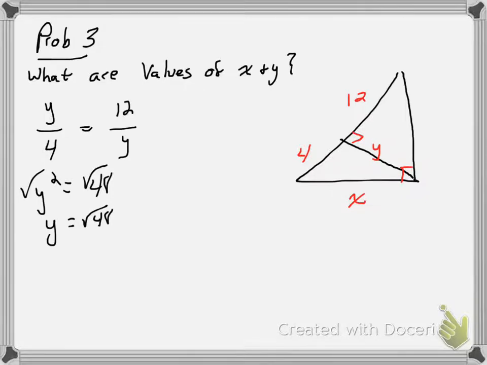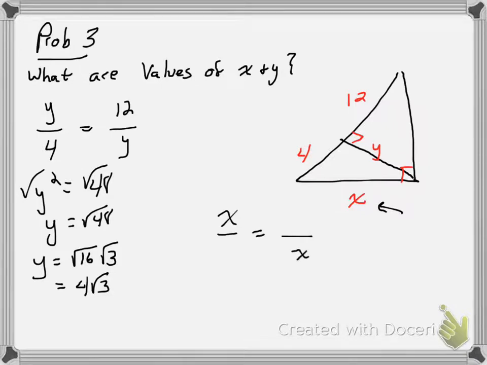Break that down. Again, it happens that 16 goes into it. y equals the square root of 16 times the square root of 3, and that ends up giving me 4 radical 3. Now let's talk about x. x is a leg, so we set it up as a geometric mean. So x over blank equals blank over x. Make sure it's across from each other. The part of the hypotenuse closest to it is 4, over the length of the whole hypotenuse, which is 12 plus 4, which is 16.